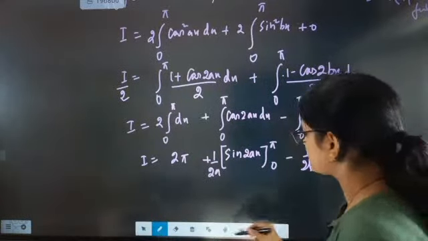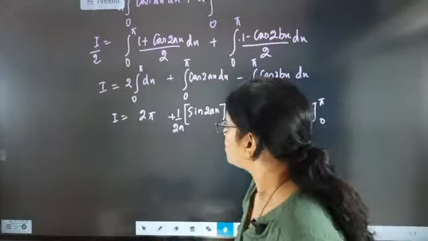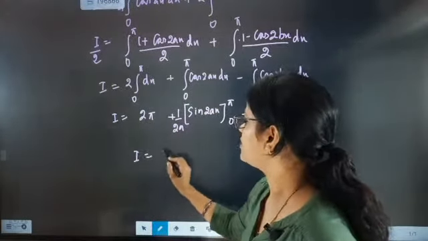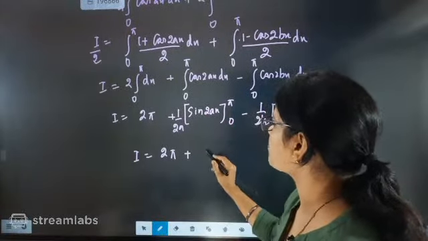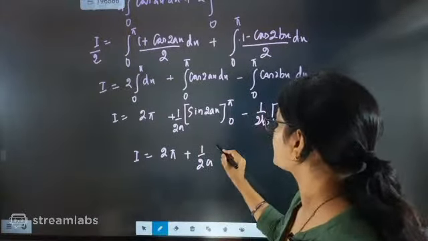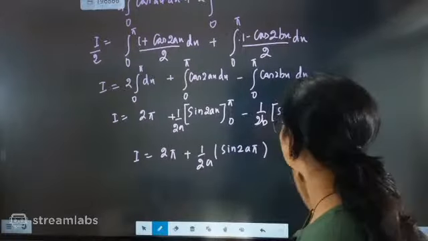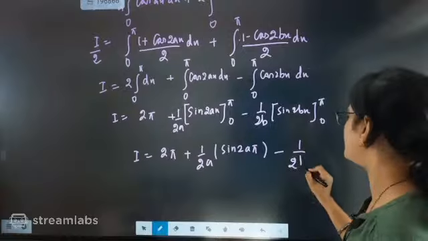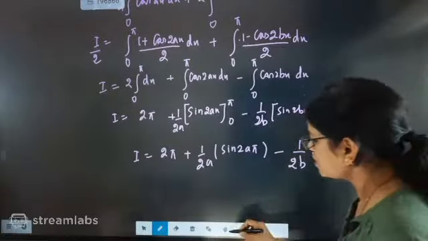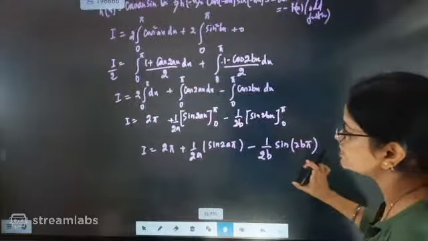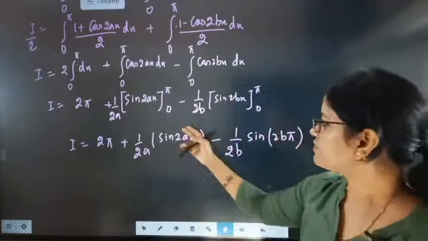pi to 0. So now the most important thing is, from here onwards only we have to check. Now I will be equal to 2 pi. Now plus this section one time pi will be coming, 1 by 2a sine 2a pi, minus 0 part no need to write, minus 1 by 2b sine 2b pi. Now it is totally dependent upon integer or non-integer. If this section is going to be integer, then this part will become 0.